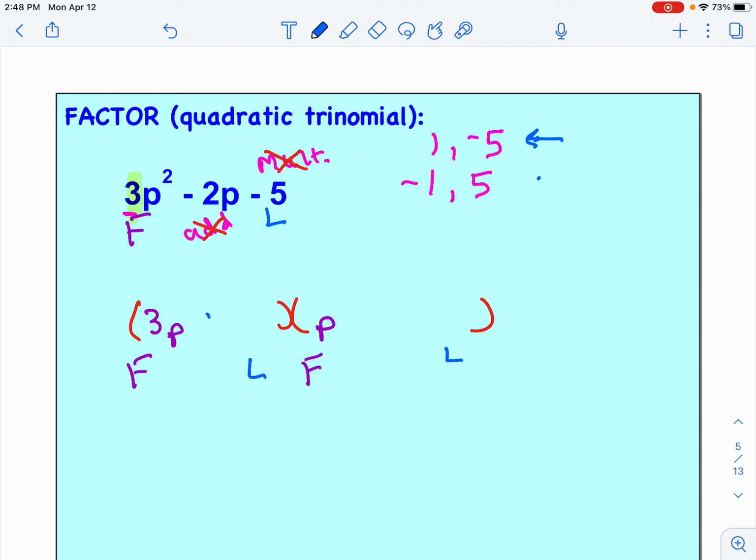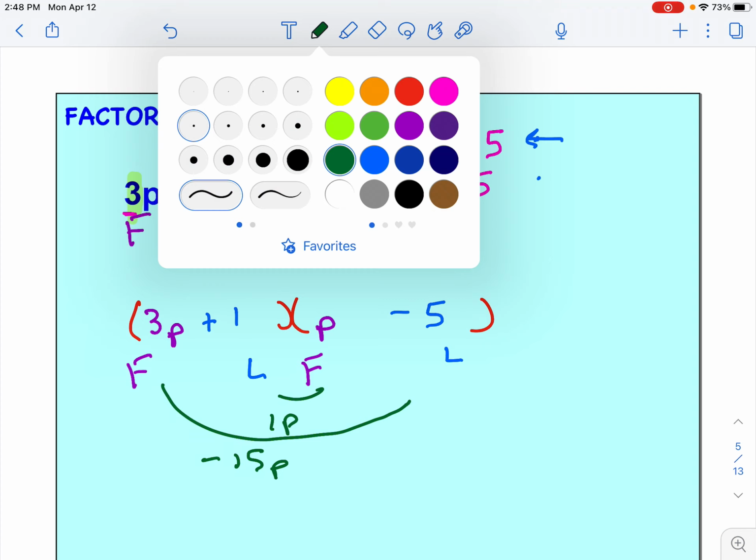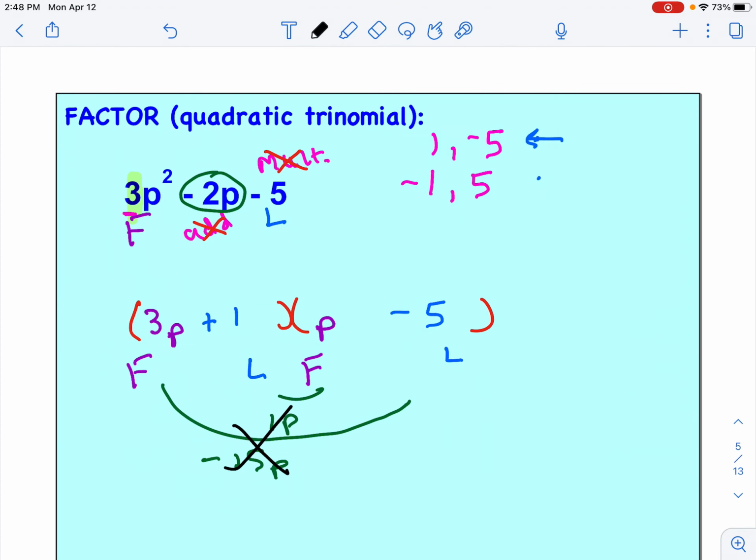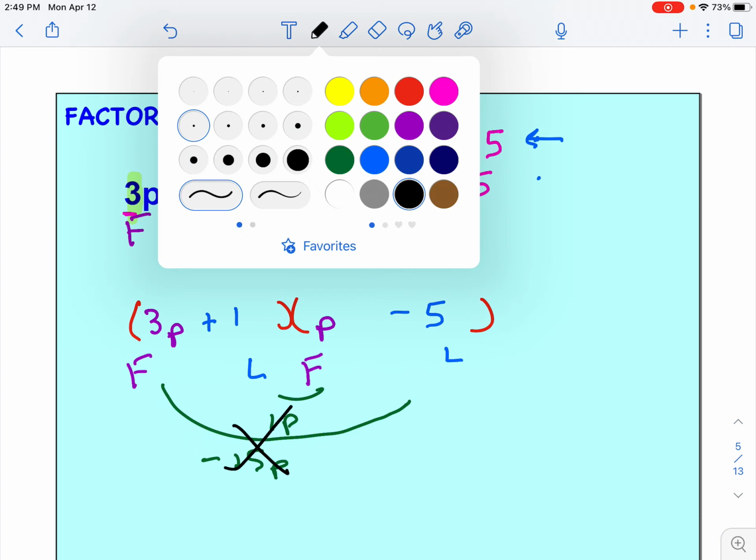So I'm going to try this combination first, and I'm going to put in +1 and -5. Now, I'm going to check it, okay? I can see that the first terms and the last terms work, but I need to work on the outside and the inside terms. The outside term would give me -15p, and the inside term would give me 1p, and when I add those together, I am looking for -2p, but that does not work. That would give me -14. So now I'm going to try them in the opposite order.